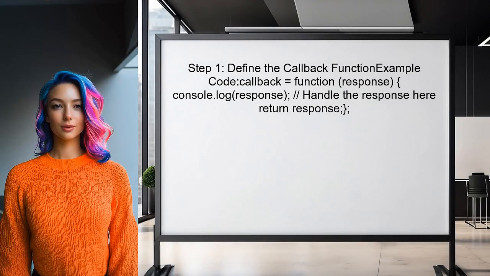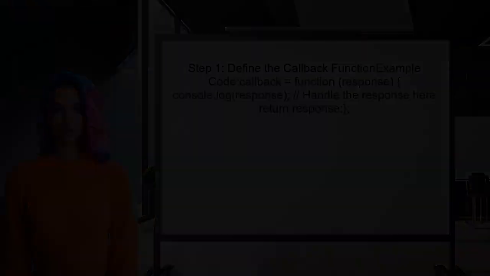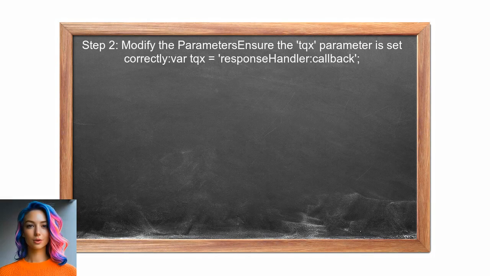To address the issue with Angular 1.6's http.jsonp and the Google Sheets API, the user should first ensure that the callback function is defined correctly. This function will handle the response from the API. Next, the user should modify the parameters for the http.jsonp request. Specifically, they need to ensure that the TQX parameter is set correctly to include the callback function.